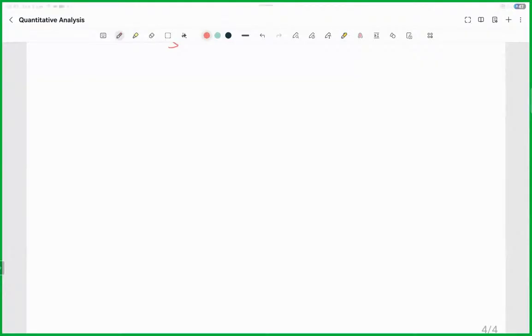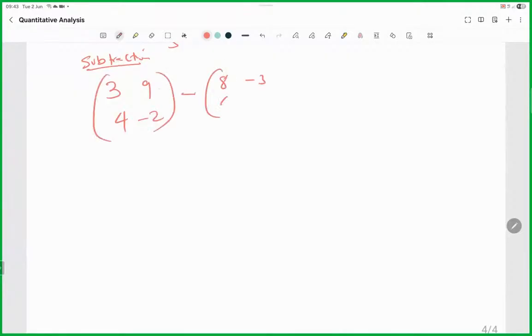So for example here, we're given 3, 9, 4, negative 2. We are told to subtract 8, negative 3, 4, negative 2. So first of all, these are 2 by 2 matrices. These are 2 by 2 matrices as well. So it means that the two are compatible for the purpose of subtraction. So please go ahead and subtract for us.